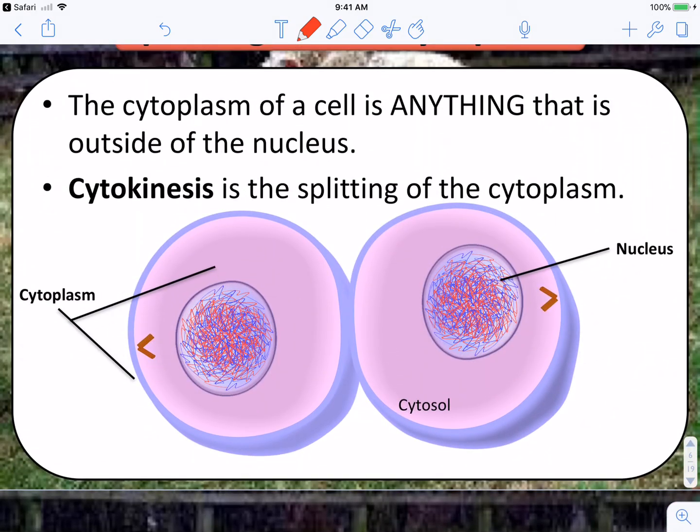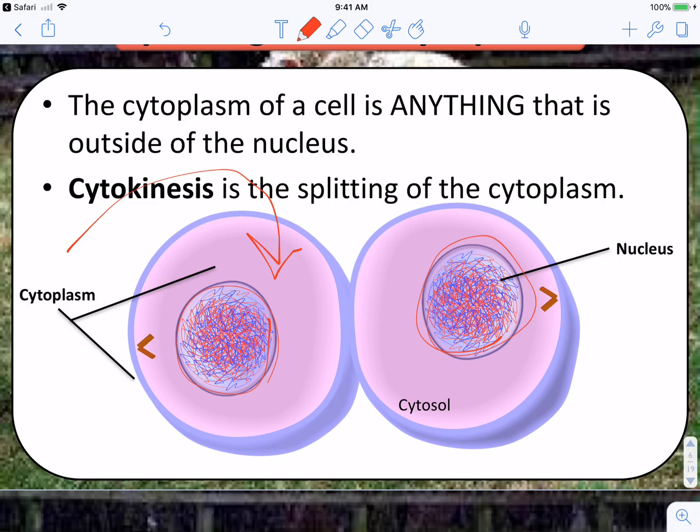So here we get a little bit more specific. Here's our 2 new nuclei, but the cell has not yet completely split. So it's very close to doing so, but it hasn't made it all the way. The thing to point out here is that a lot of people think that what's called the cytoplasm is this fluid here. That's not entirely true.